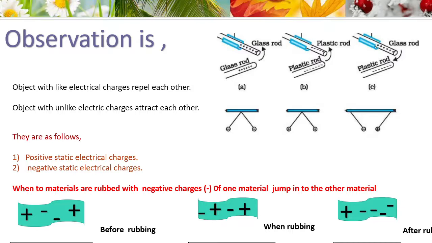They are as follows: positive static electrical charges, negative static electrical charges. When 2 materials are rubbed, negative charges of one material jump into the other material. The first diagram shows before rubbing. The second diagram shows when rubbing. The third diagram shows after rubbing.